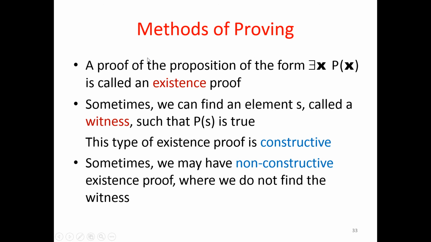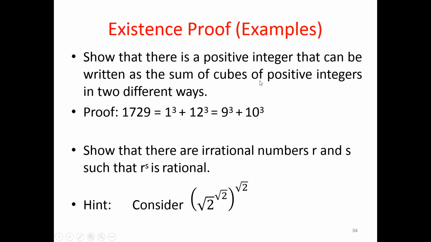Next method of proving is called existence proof. A proof of a proposition of the form there exists x P(x) is called an existence proof. Sometimes we can find an element s, called a witness, such that P(s) is true. This type of existence proof is called constructive. Sometimes we may have a non-constructive existence proof where we do not find the witness. So there is an example of existence proof.